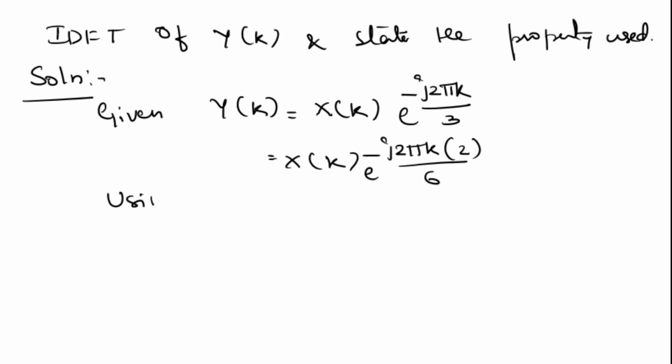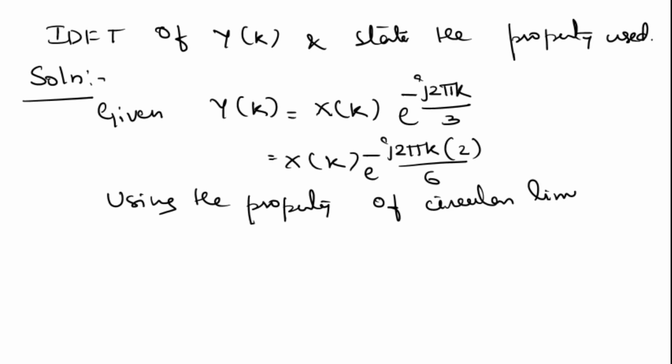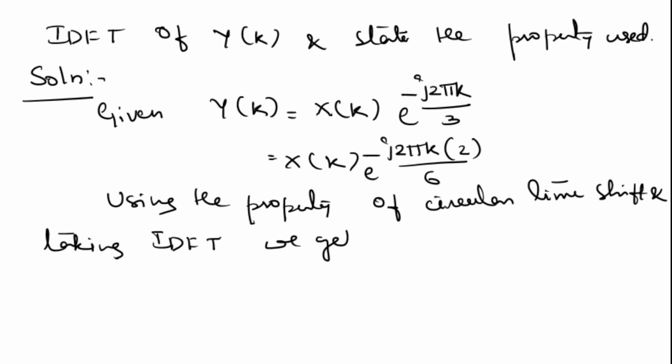Now using the property of circular time shift and taking the IDFT, we get y of n is equal to x of n minus 2 of 6.